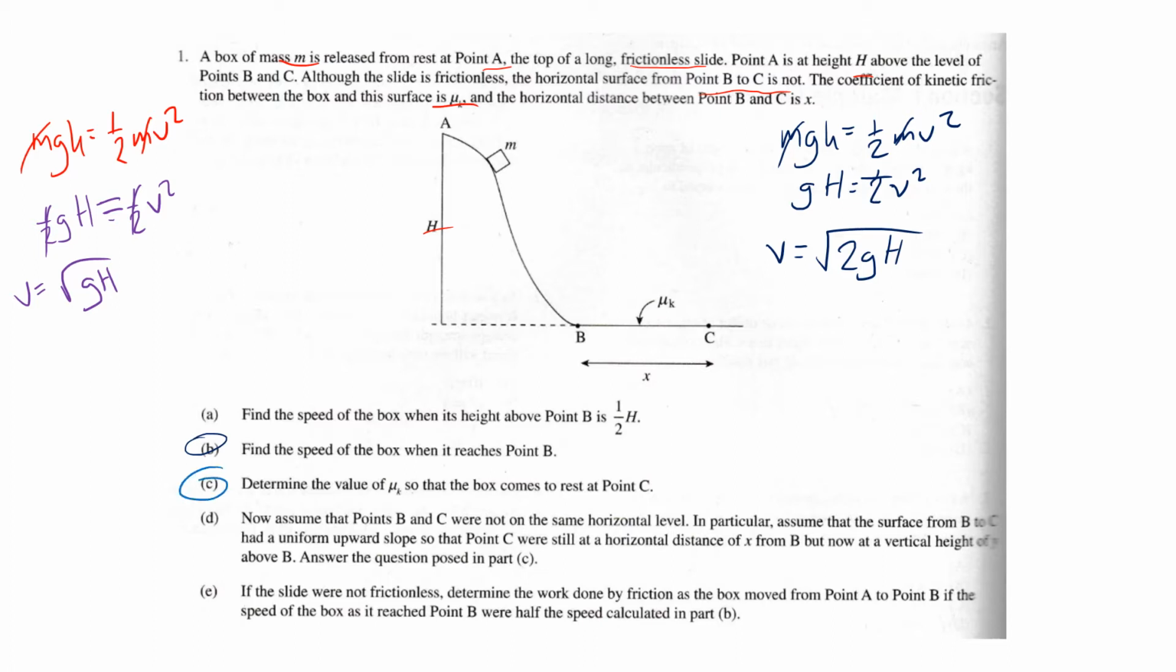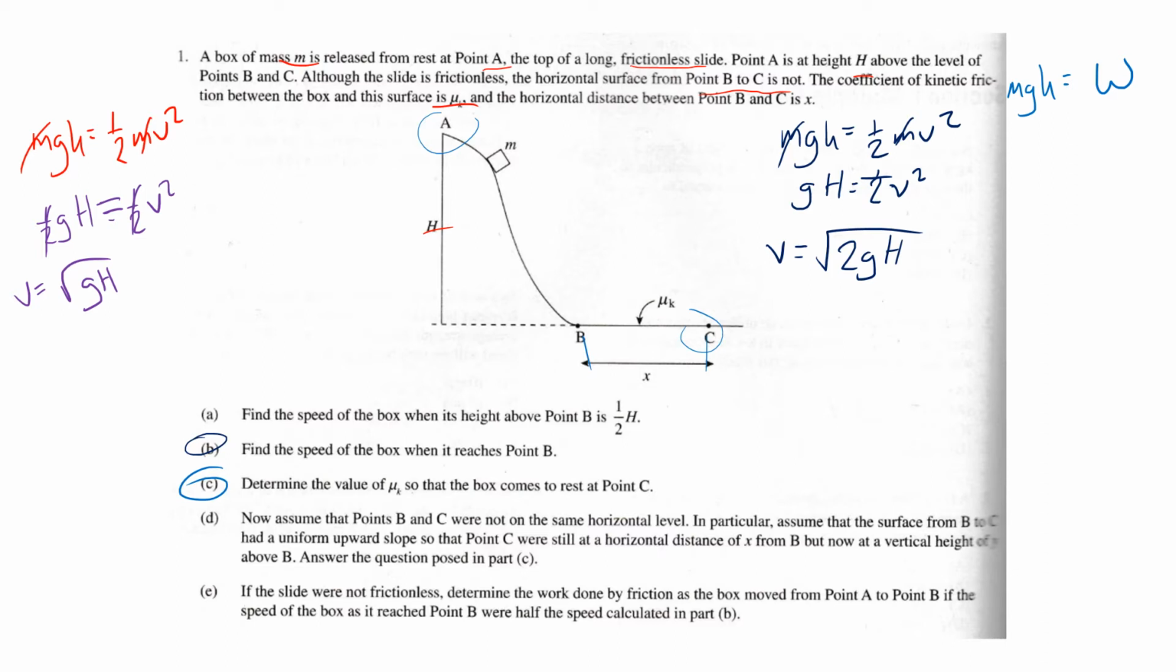Now let's look at C. Determine the value of mu k, given that the box comes to rest at point C. All right, so we're still doing conservation of energy, but we're comparing some other stuff here. So let's compare potential energy. We have mgH is equal to, what happens in this area? It's work. Whenever you have a change in energy, it's from work. You have energy when you start off, and you have no energy at the end. The difference is work, just like in real life.